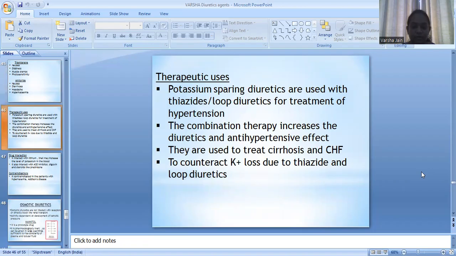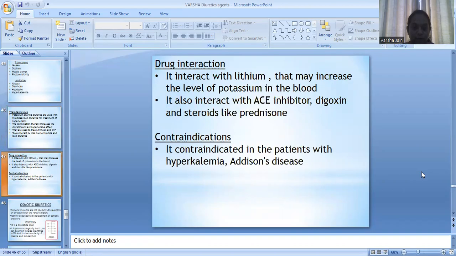Therapeutic uses of potassium sparing diuretics. They are used with thiazides and loop diuretics for treatment of hypertension. The combination therapy increases the diuretic and antihypertensive effect. They are used to treat cirrhosis and congestive heart failure, and to counteract potassium loss due to thiazide and loop diuretics.